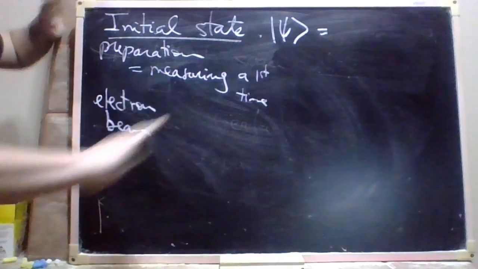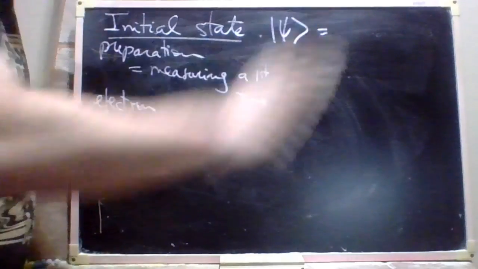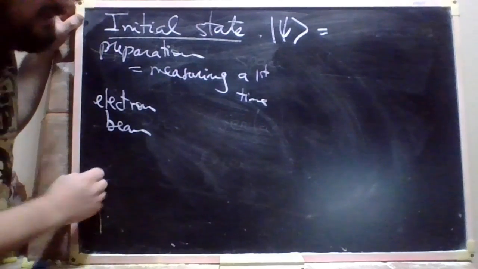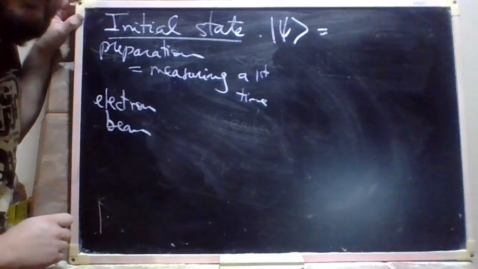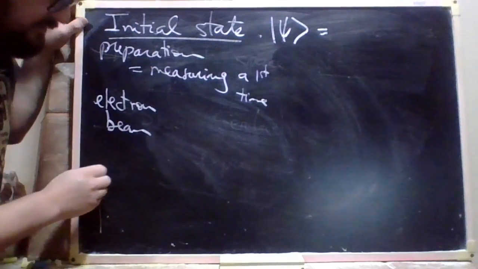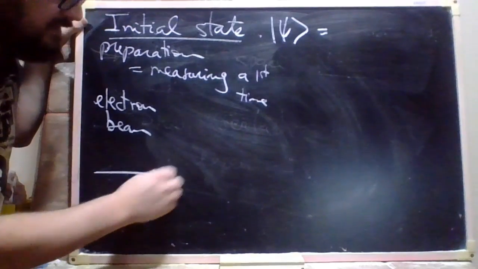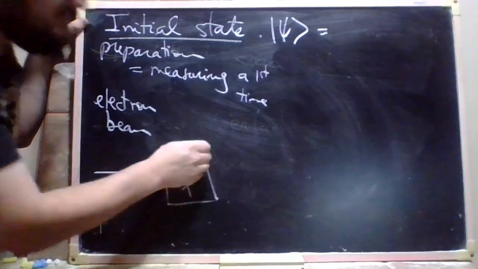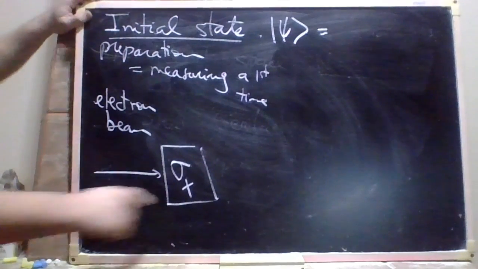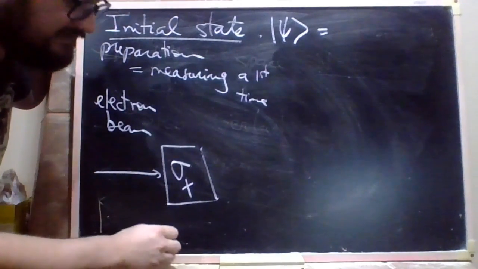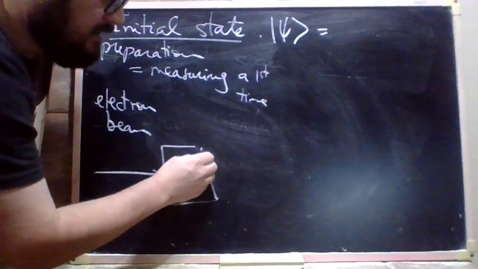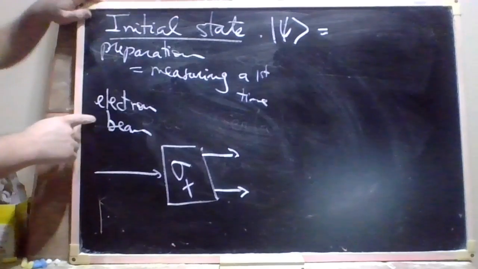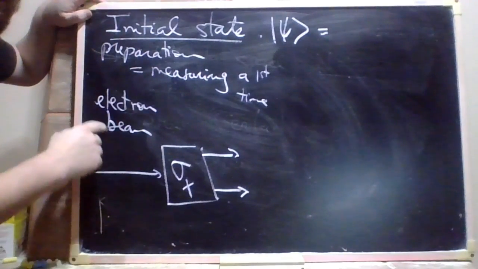isotropic in spin. You have spins in arbitrary directions. You make it pass through a Stern-Gerlach experiment. So you have an electron beam. Here you measure sigma of x first. Okay, so you are measuring spin along the x-axis. So you will find two possibilities. So this is an electron beam at a high temperature.